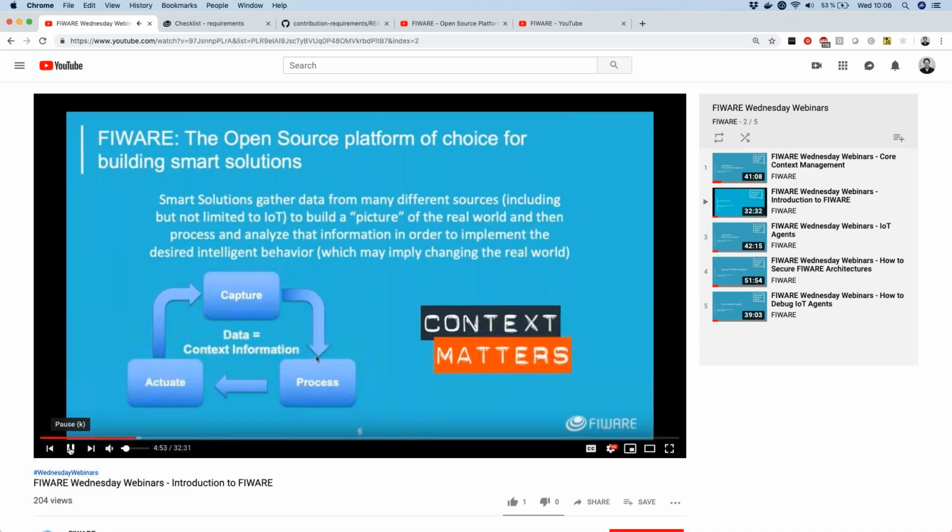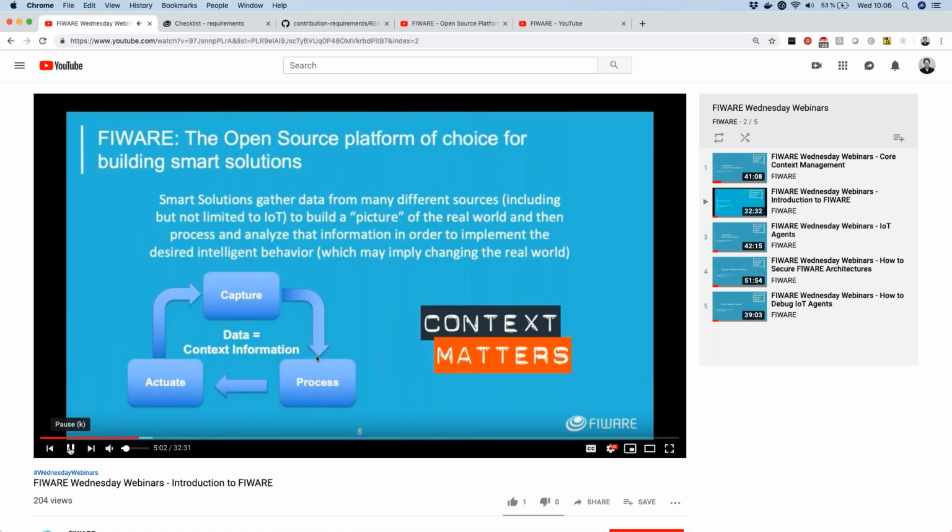The next fundamental is here. The next fundamental is describing what is the feedback loop for any smart system. So we're still defining our terms. What is context data? What is a smart system? And then explaining why FIWARE is the solution to this chaos. Analyze these sources and then change the real world.